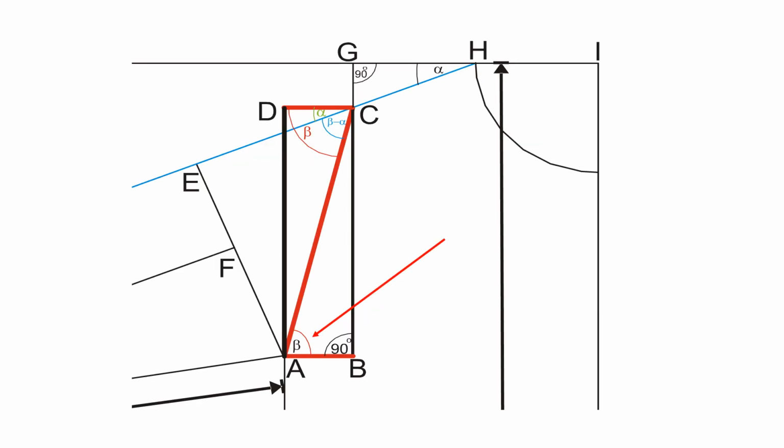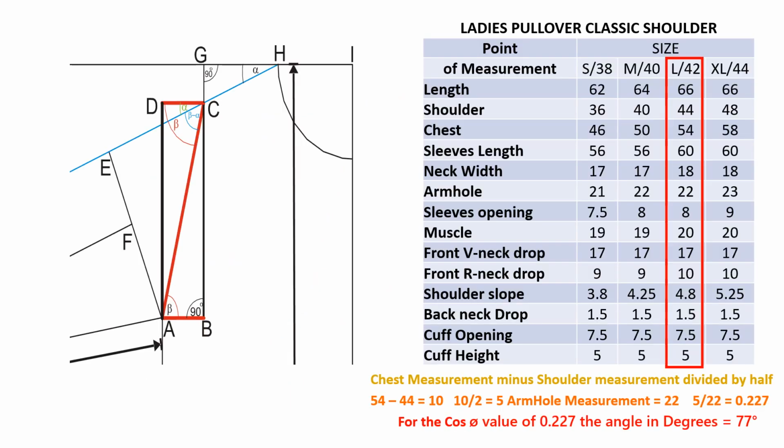To obtain the angle of the sleeve, we first need to calculate the angle of the armhole. This is the angle between C, A, and B as per the illustration. The triangle CAB is a right-angle triangle. In this triangle, we know the armhole measurement. We also know the chest measurement and the shoulder measurement. The length between A to B is equal to half of the difference between the chest and the shoulder measurement. As per our measurement sheet, the chest width is equal to 54 centimeters, and the shoulder measurement is 44 centimeters. The difference between the two is equal to 10 centimeters, and half of it is equal to 5 centimeters.